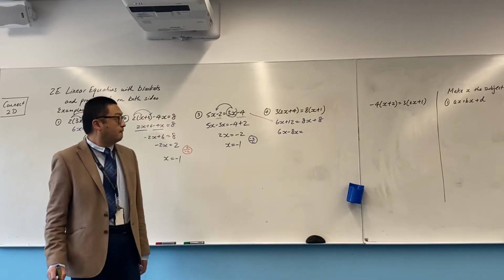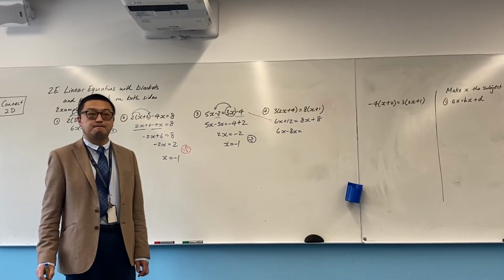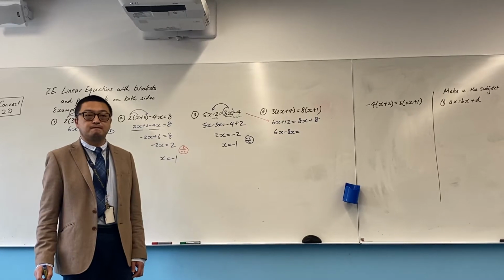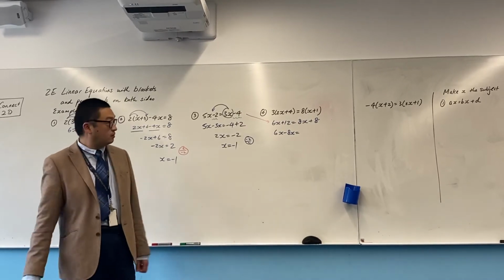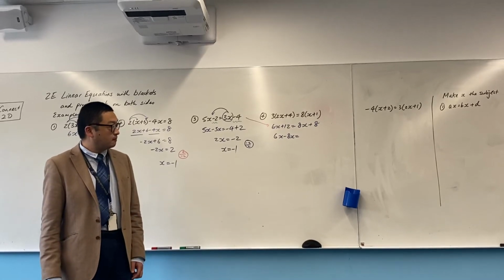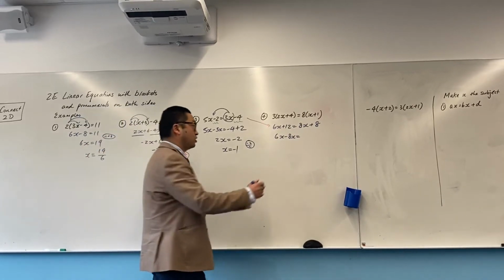Daniel, what are you thinking? You do minus 12 because you're moving it to the right hand side. So tell me the full expression on the right hand side. It'll be 8 minus 12. Perfect. 8 minus 12.